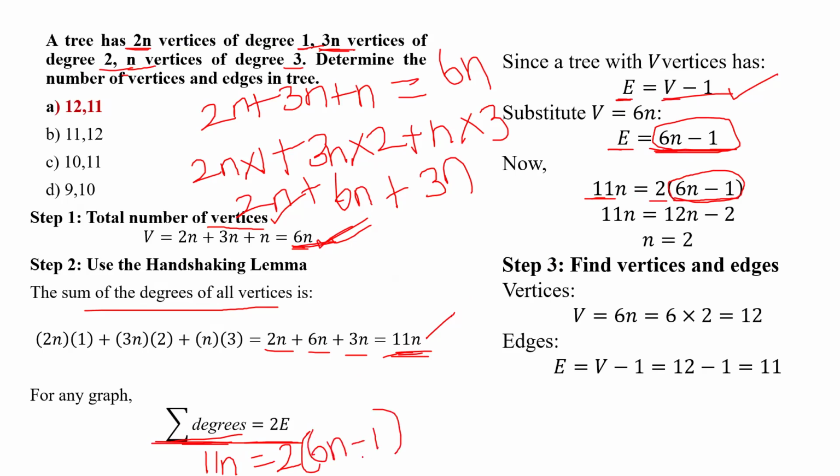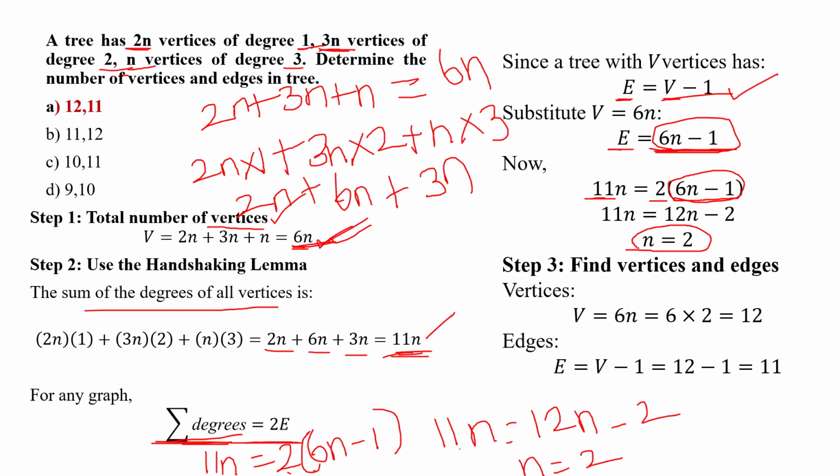Now I am going to do this calculation. 11n equal to 2 into 6n minus 1, which is 12n minus 2. Now 12n minus 11n is equal to n, so n equals 2. From this we got n equal to 2.